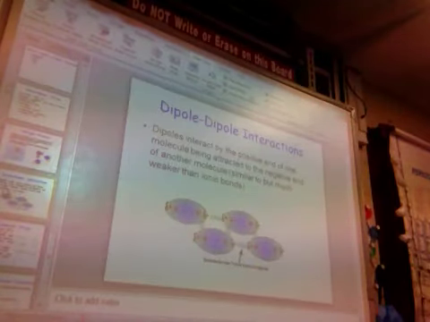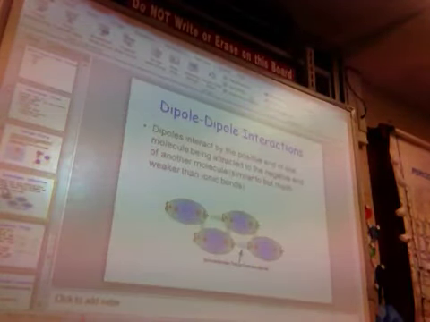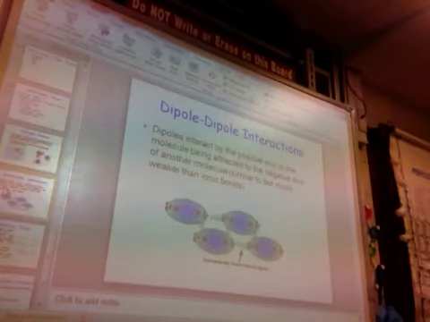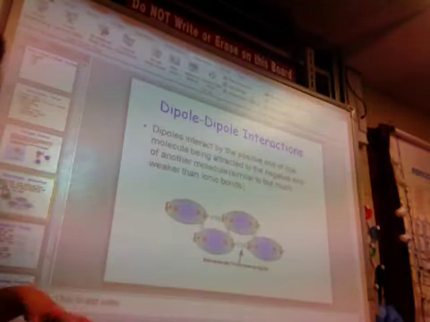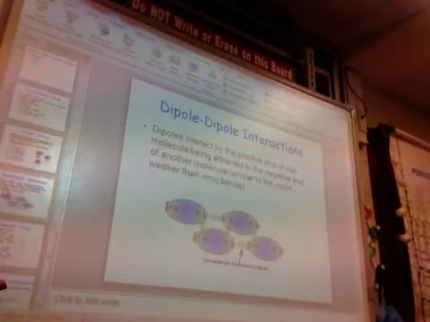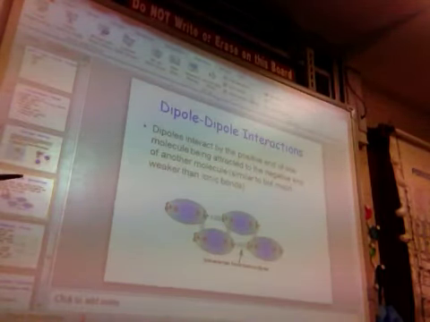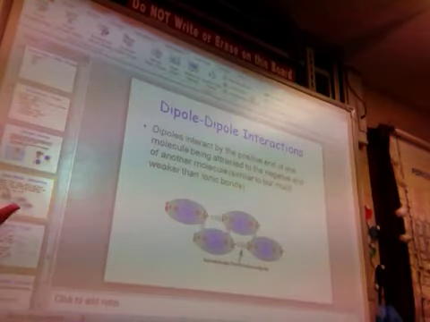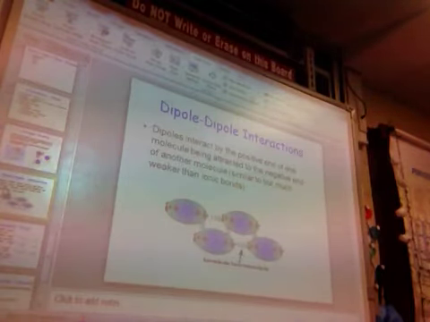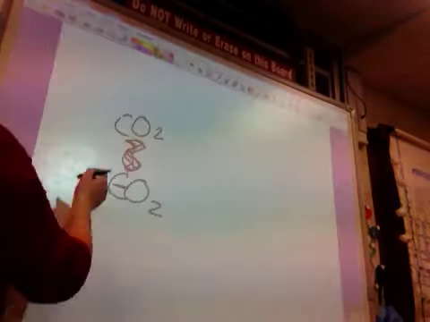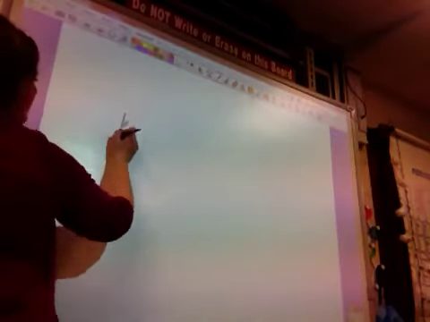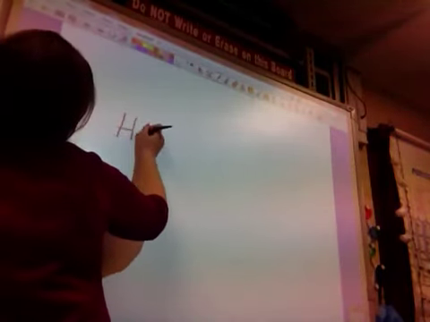Our second type of intermolecular force is called a dipole-dipole interaction. You know that a dipole happens because there's a partial positive and a partial negative. Well, what happens if you have two really close molecules that have dipoles really close to one another? So like, for example, let's say we have HCl. That's a really good one.